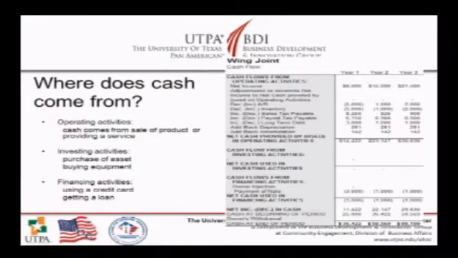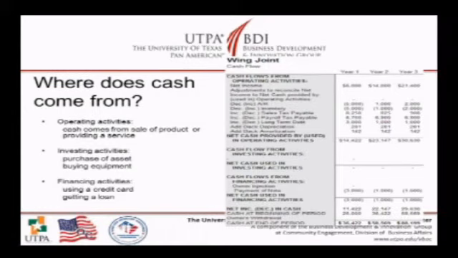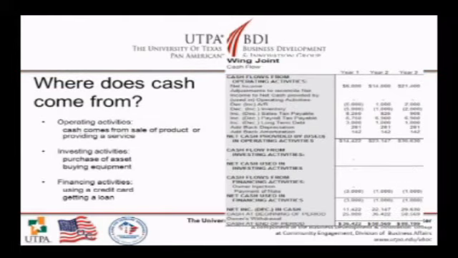If you look on the right here is an example of a cash flow statement. The cash flow statement is broken down into operating activities, which is basically your day-to-day activities for operations. It talks about your investing activities, examples of which are purchasing an asset or buying equipment. And financing activities, which is like using a credit card, getting a loan, things like that. So the cash flow statement is broken down into those three categories.